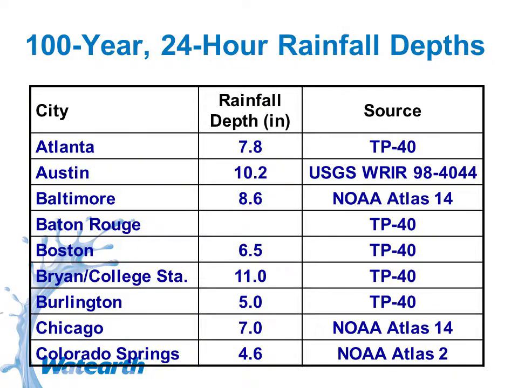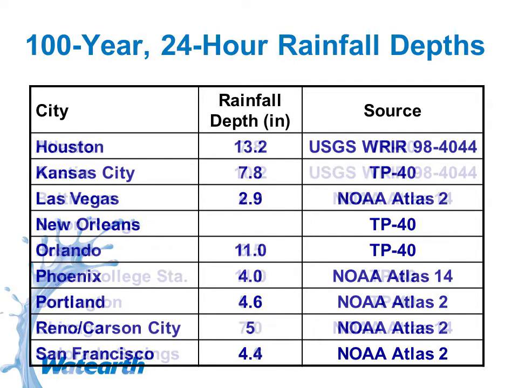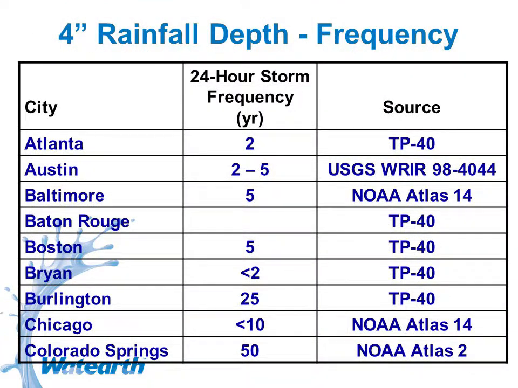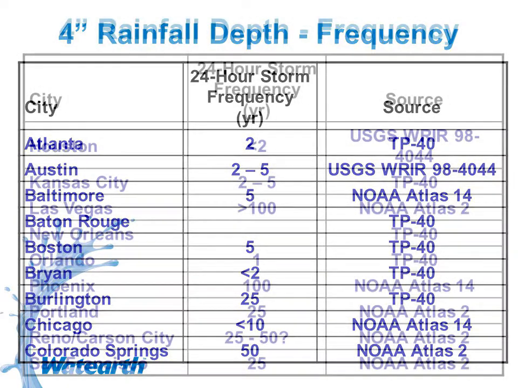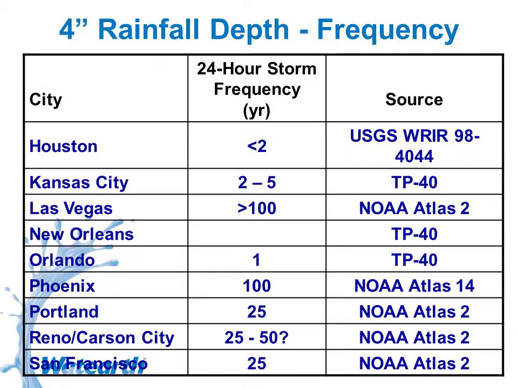Okay, so the depths obviously vary around the country and around the state for the various rainfall events. And it's interesting to me to look at a 4-inch event and just see where is that a 2-year event, which is about what it is here in Houston, or where is that almost getting up to a 50 or 100-year event.